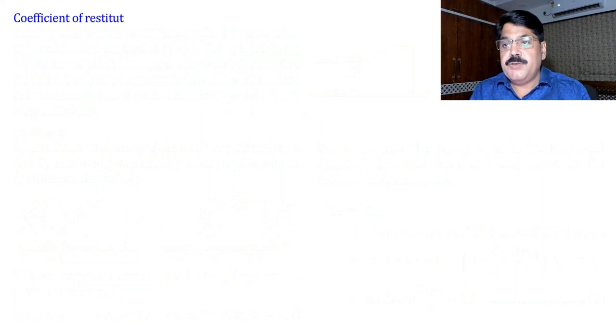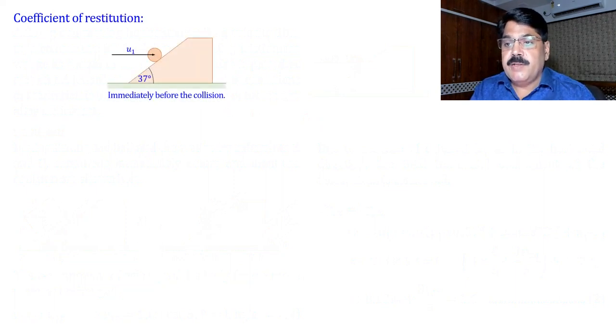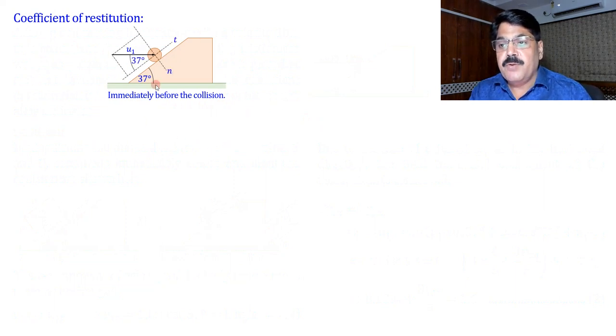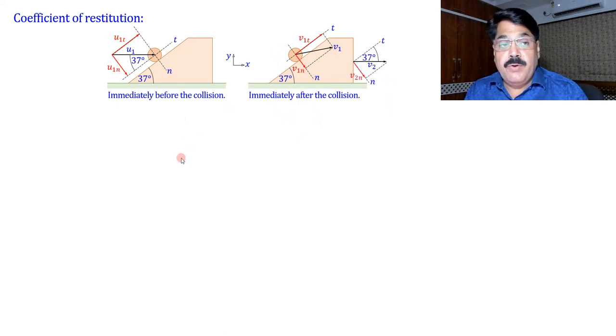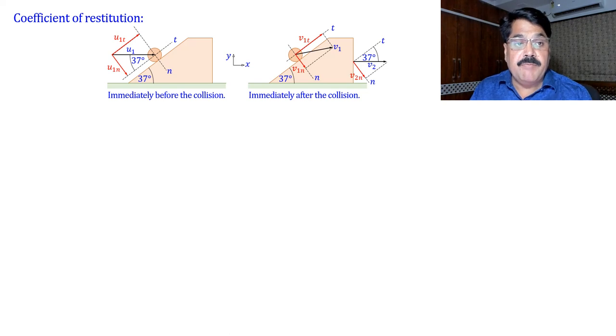Coefficient of restitution, that is, velocity immediately before collision. We again refer to the diagram. So that is U1, that is U1N and U1T. This V1, this is V1t and V1n, and this component is V2n. So we know that the coefficient of restitution is valid even in this case for the normal component of velocities. So just write it.